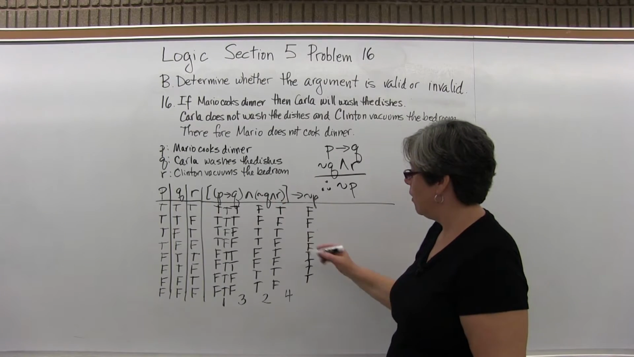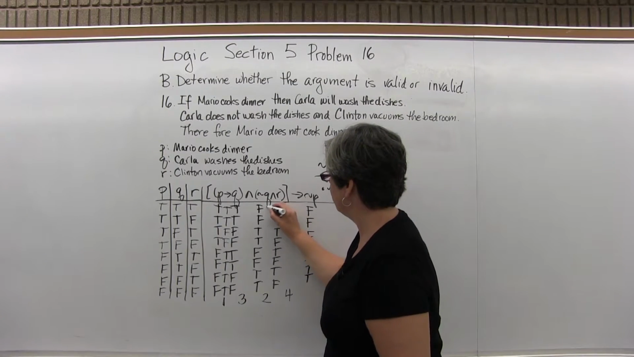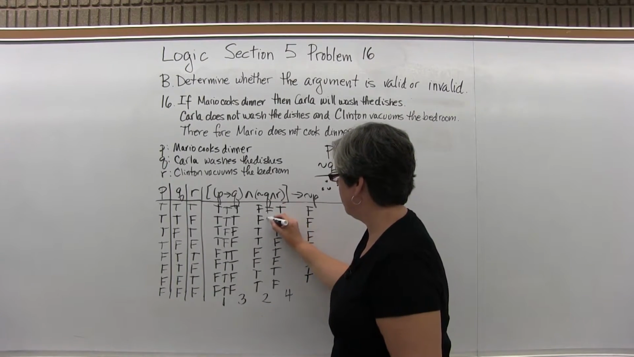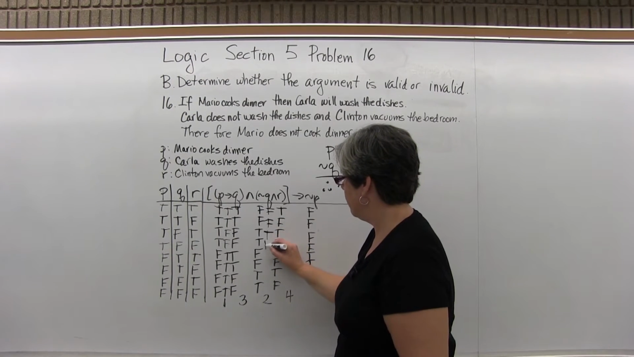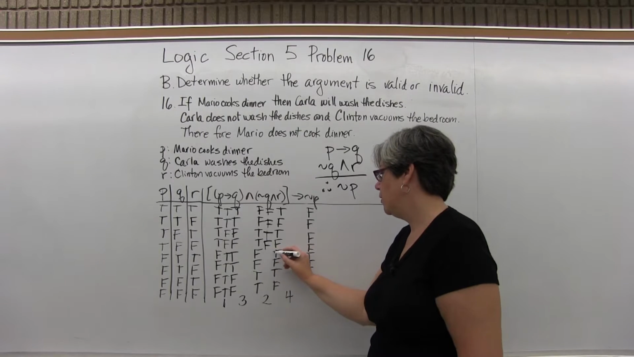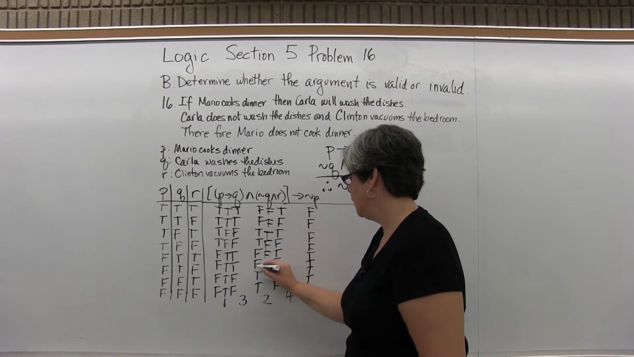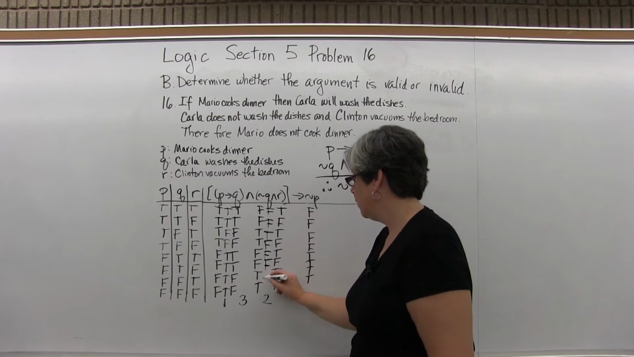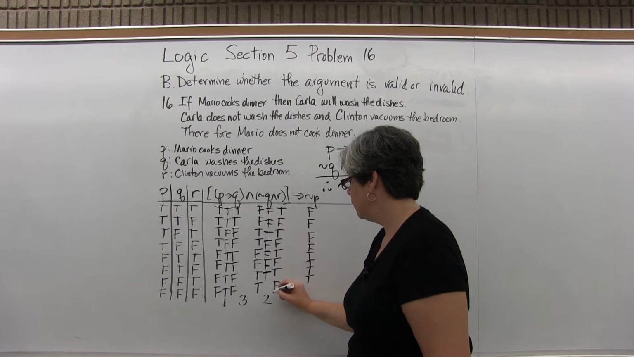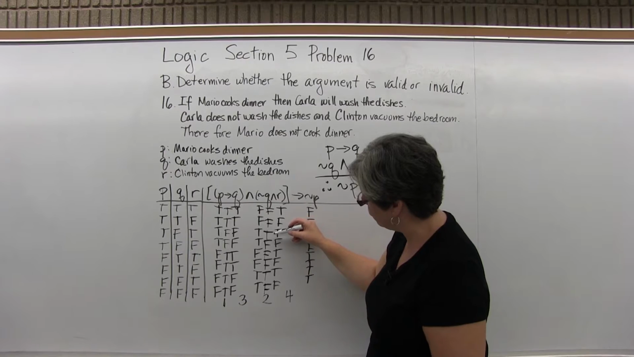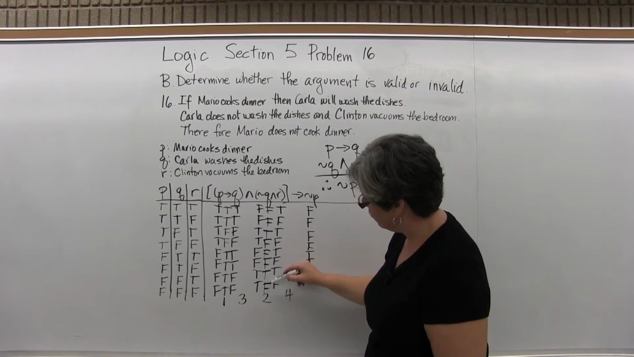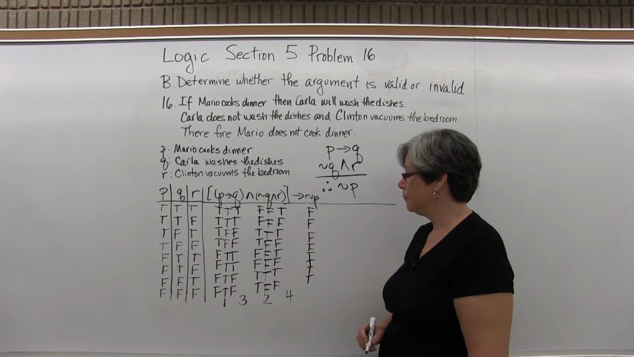Not Q and R, false and true is false, false and false is false, true and true is true, true and false is false, false and true is false, false and false is false, true and true is true, true and false is false. So we have 2 falses, a true, 3 falses, a true, then a false.